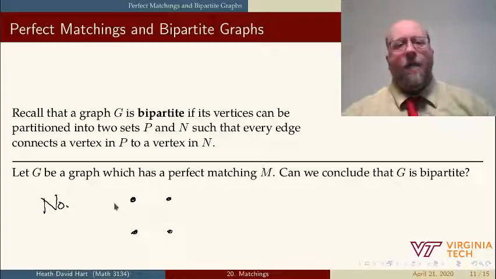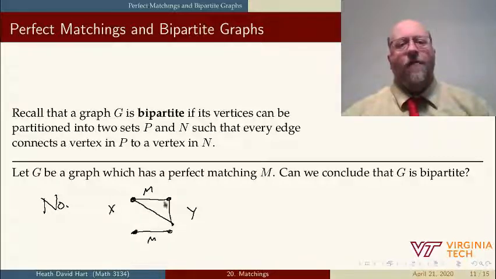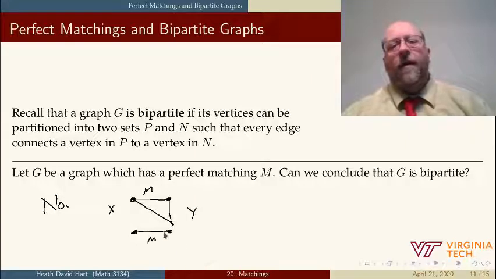I have 2 vertices over here. I have 2 vertices over here. I match X to Y. I match X to Y. This is my matching. But then I also have this extra edge here. And this extra edge here. And now I have an odd cycle. And this odd cycle means that a graph can't be bipartite.